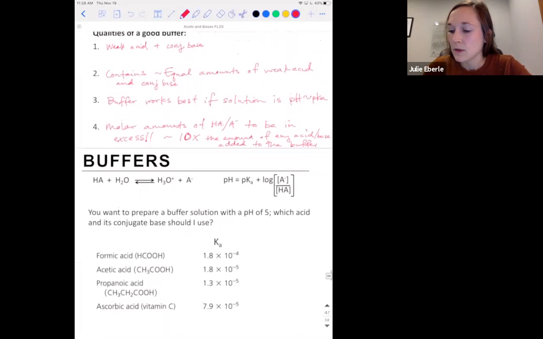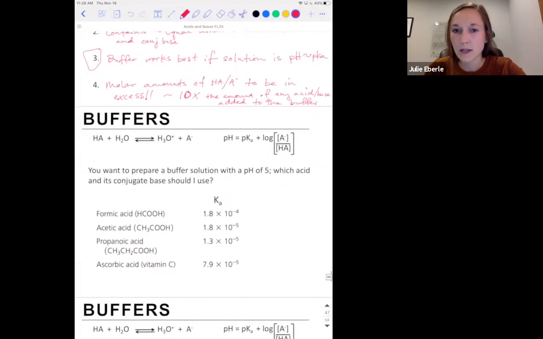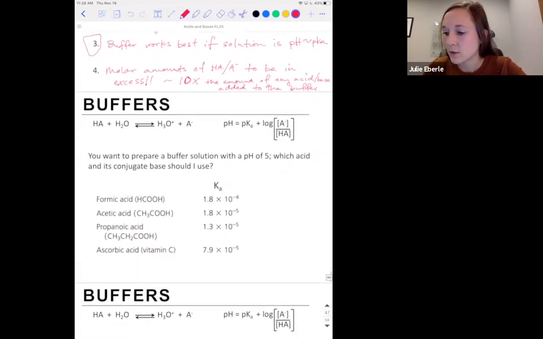So let's talk about property number 3. Here's a good problem. I actually have a poll for this question, so we'll answer it in a poll. You want to prepare a buffer solution with a pH of 5. Which acid and its conjugate base should you use? You have 4 different options: formic acid, acetic acid, propanoic acid, and ascorbic acid, and the Ka values for each of these are listed. Remember, Ka is unitless. Any K value has no units, so don't worry about units here.